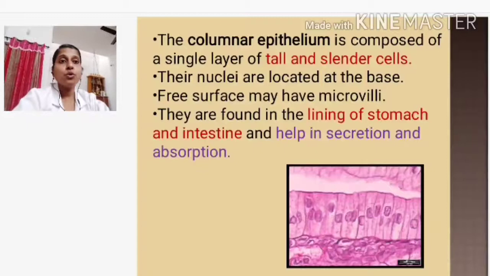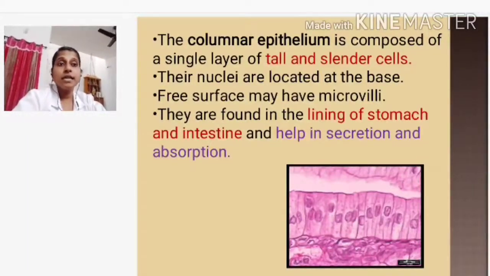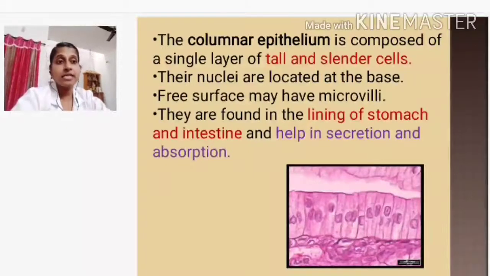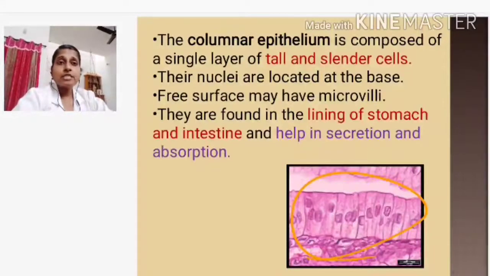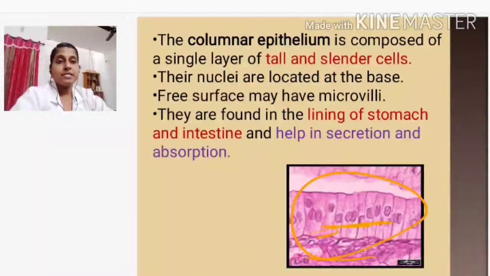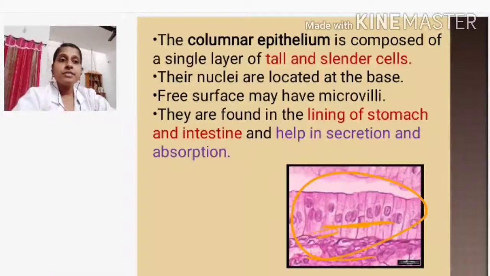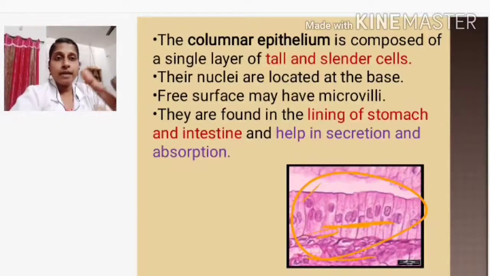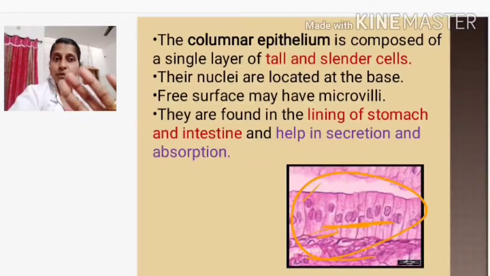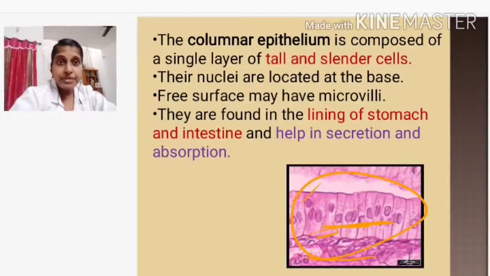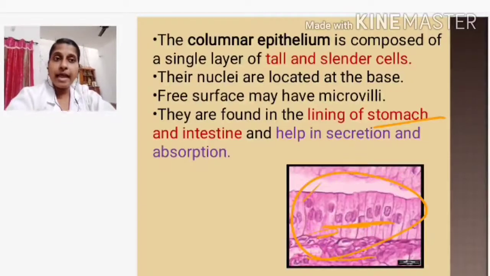Now moving on to columnar epithelium. It is composed of a single layer of tall slender cells. So this one is what? The columnar epithelium. When you are seeing these tall slender cells, mostly the nuclei will be present at the base. Base means what? Somewhat below, right? Free surfaces have microvilli, hair-like structures. Where are they present? They are present in the stomach and intestine.